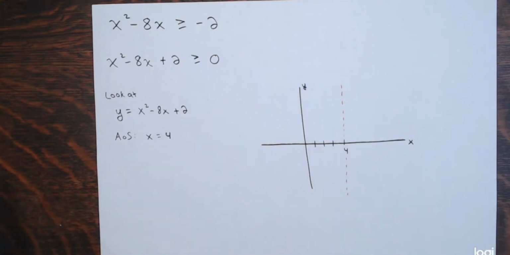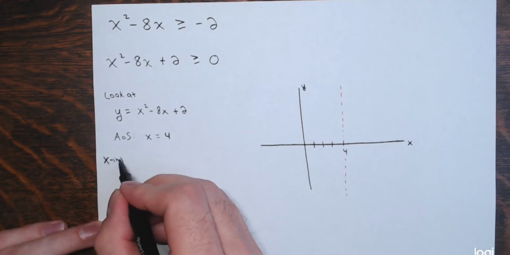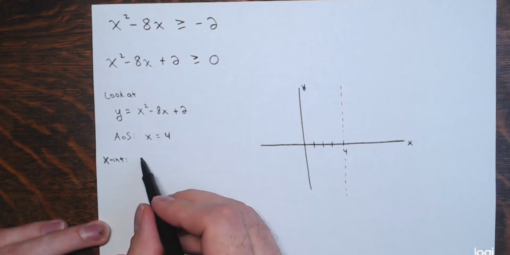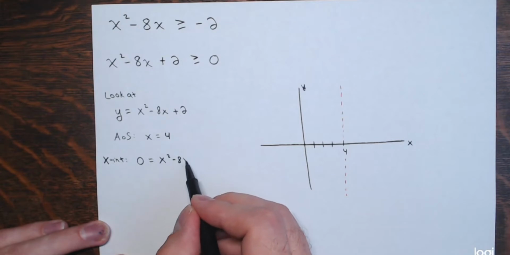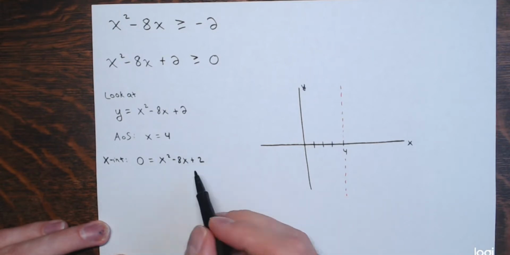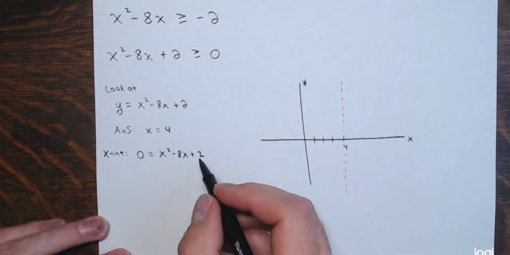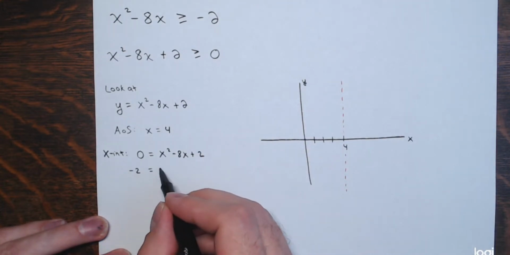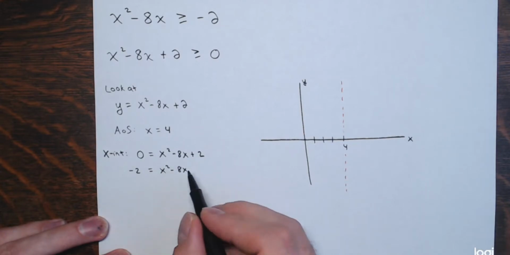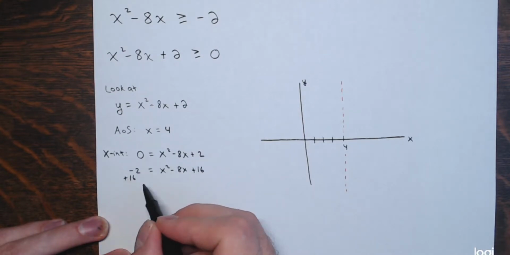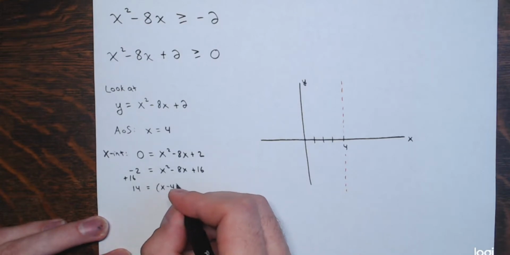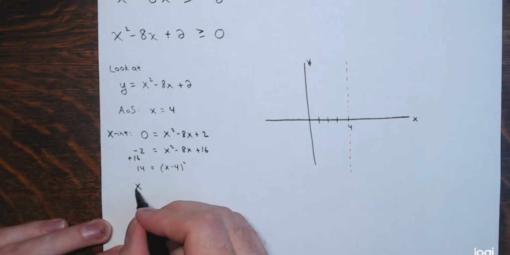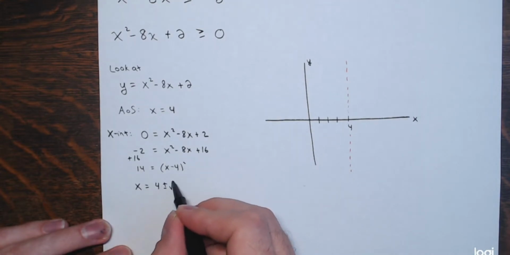Now I'm going to find the x-intercepts, if it has any. So that's where we're solving this equation. When is y equal to 0? When is 0 equal to x squared minus 8x plus 2? I can solve this by completing the square pretty easily. If I subtract 2 here, and then we complete the square on x squared minus 8x, you'd be adding 16 to both sides. So I have 14 over here, and then x squared minus 8x plus 16 is x minus 4 squared. Alright, so the solutions are x equals 4 plus or minus the square root of 14.